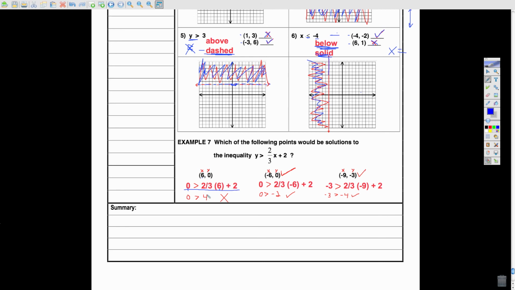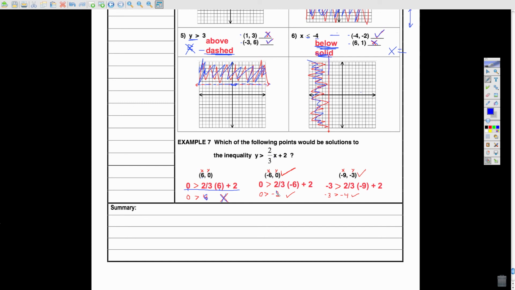I solve this. 2/3 times 6, that's 4, or excuse me, that's 4 plus 2. So it's actually 6. I did that wrong. Should be 6. But nonetheless, 0 greater than 6, no, that's not true. So that's not a solution.